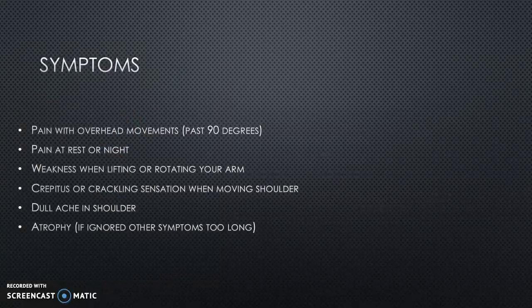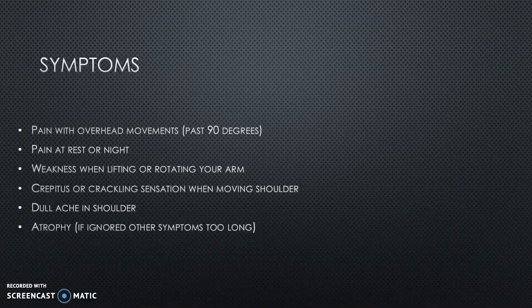And now we're going to go over some of the symptoms if you do believe that you have a rotator cuff tear in either arm. You may be experiencing pain with overhead movements past 90 degrees or lifting the arm above the shoulder. You might possibly experience pain at rest or at night when you're sleeping. You may have weakness when lifting or rotating your arm. You're going to have crepitus, or a crackling sensation, when you're moving the shoulder.